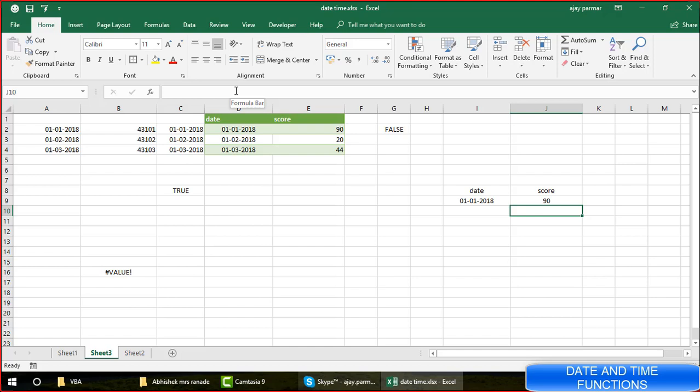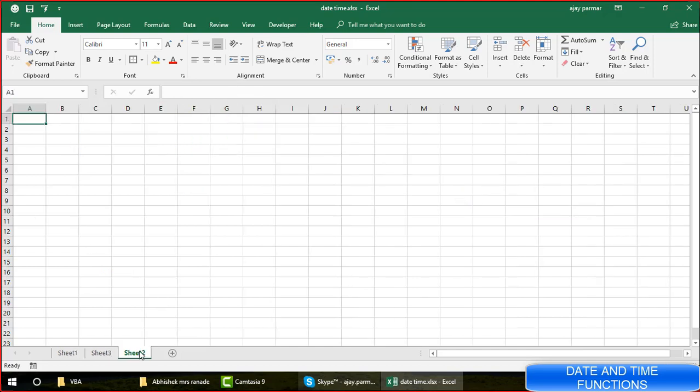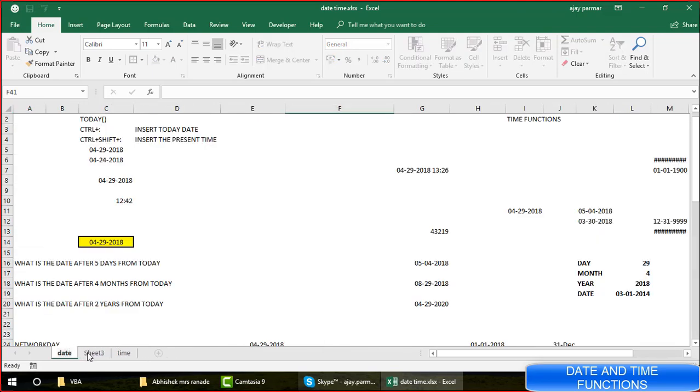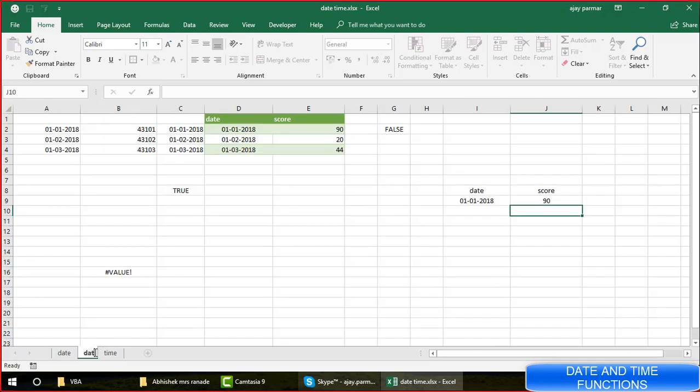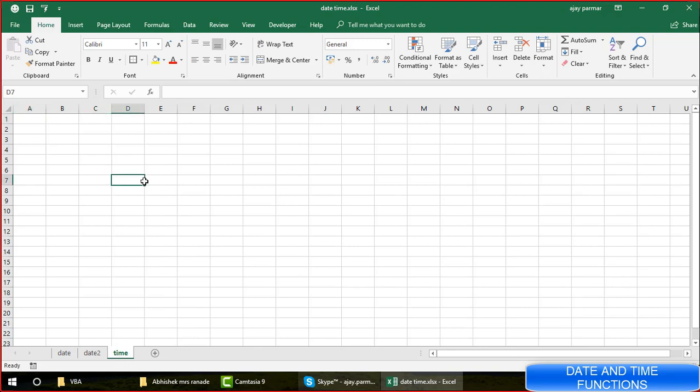learn the time functions also, because when you have a date in the data, you may have time also. So let me rename this time. This is your date. Now guys, when you insert the time, how do you insert it? You write it like this, with a colon, and that's how the time gets inserted.